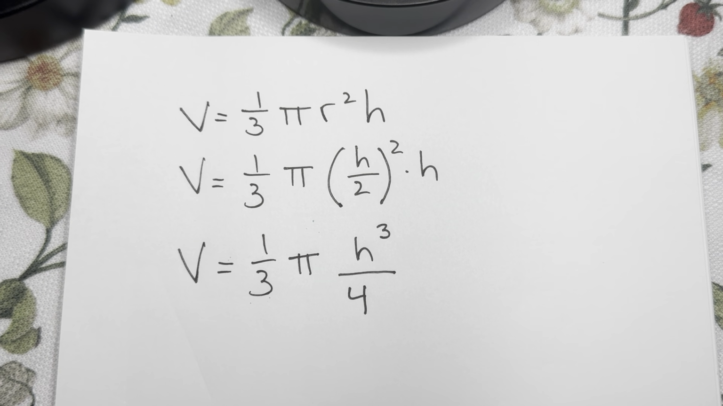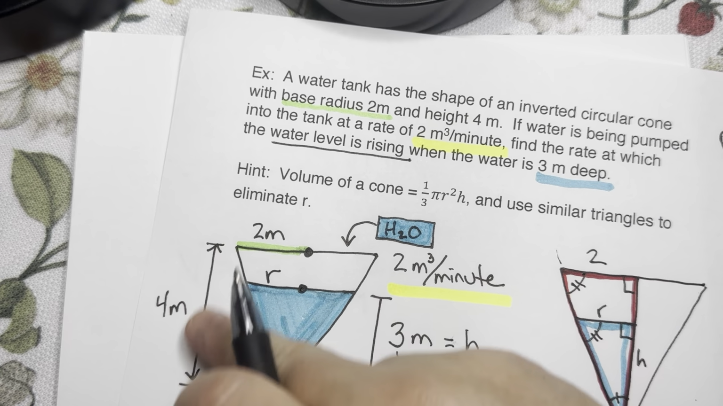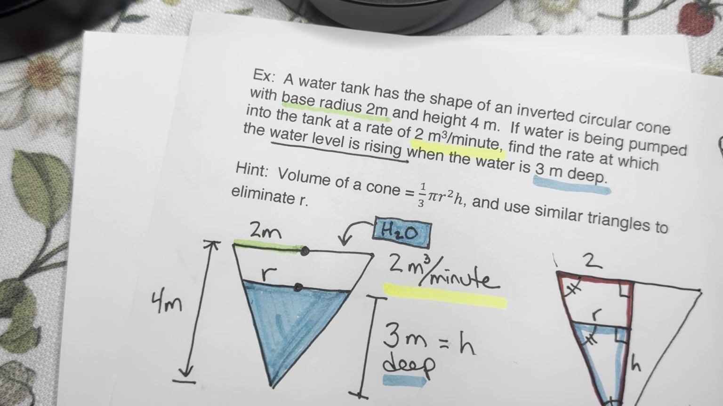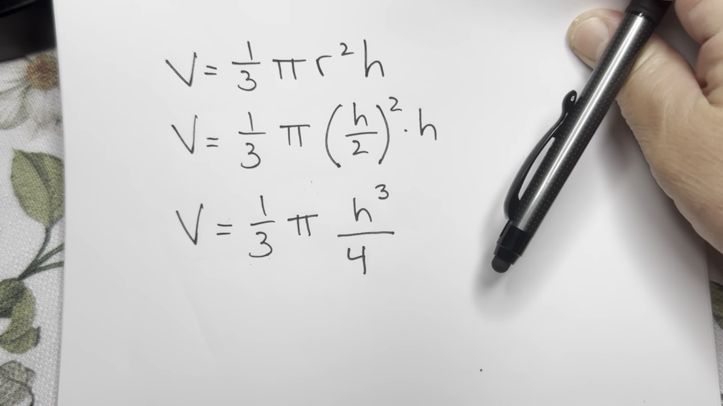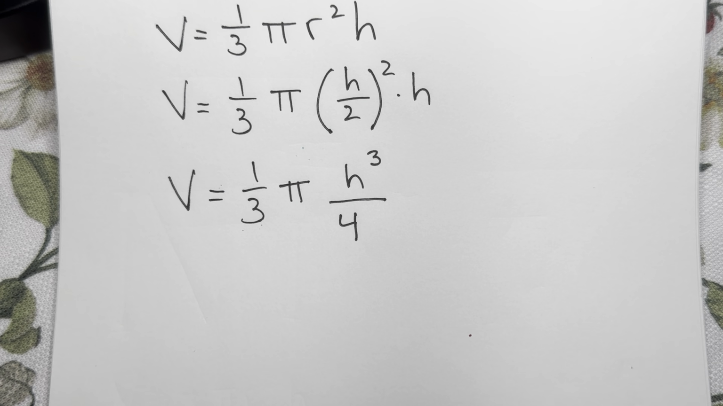Now, is this always true of all cones? No. This is only true of cones when the setup looks like this: a height of 4, a base radius of 2. If we had a different set of information, we'd have a different volume. So we can't assume this for all cones. This is just the cone we're working with.